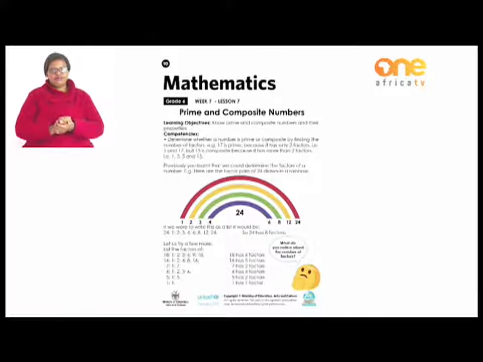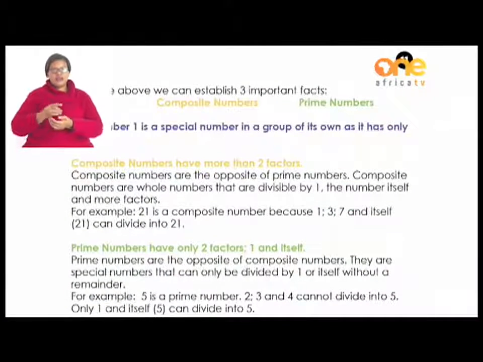Now, if we go to the next page, page 11, it says, from the above, we can establish 3 important facts, or at least from the previous page. First, let's talk about the number 1. It says the number 1 is a special number in a group of its own, and it has only 1 factor. This number 1 has created a lot of controversy because a lot of learners say it's a prime number, while some say it's not. We will look into that. Before we touch on composite numbers, let's look at prime numbers.